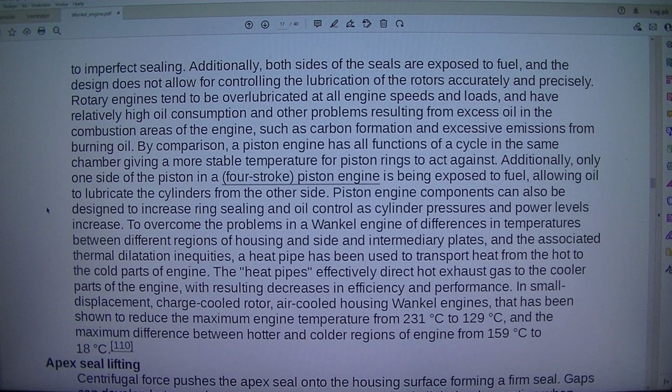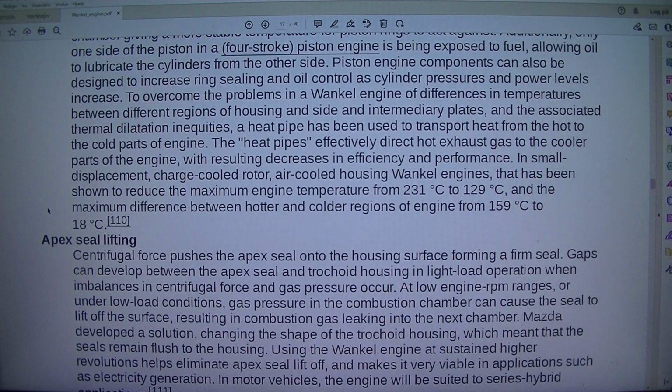To overcome the problems in a Wankel engine of differences in temperatures between different regions of housing and side and intermediary plates, and the associated thermal dilatation inequities, a heat pipe has been used to transport heat from the hot to cold parts of the engine. The heat pipes effectively direct hot exhaust gas to the cooler parts of the engine, with resulting decreases in efficiency and performance.